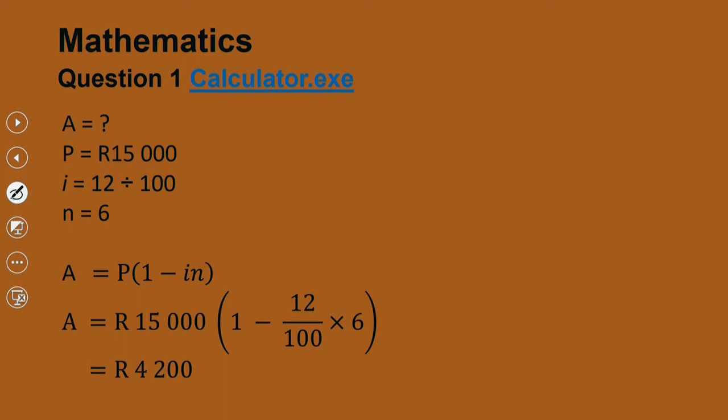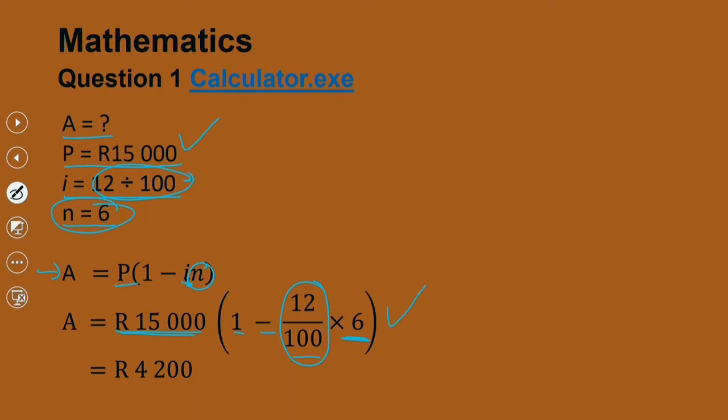Now remember, we said we don't have the value of A, the value of P is 15,000, the value of I is equal to 12 over 100, and the value of N is equal to 6. With the given equation, we substitute into that equation. In the place of P, we put 15,000, remember? In the place of I, we substitute 12 over 100. Are we together? And then in the place of N, we must substitute 6. So that we have 15,000, open bracket, 1 minus 12 over 100 multiplied by 6 close bracket. This is what we have.